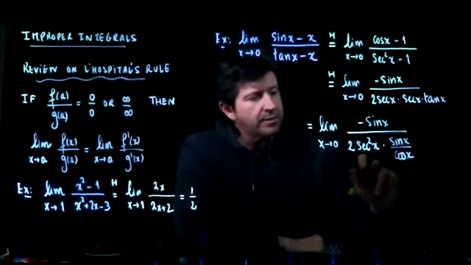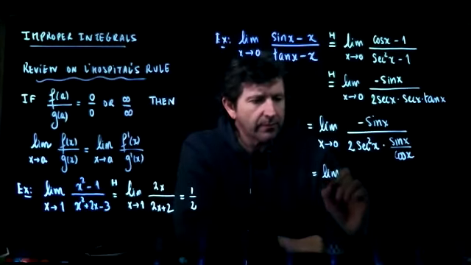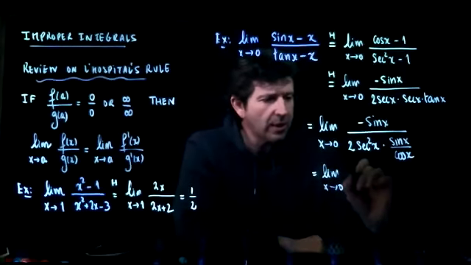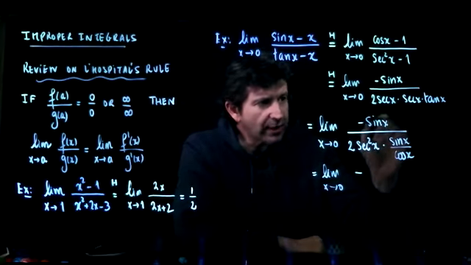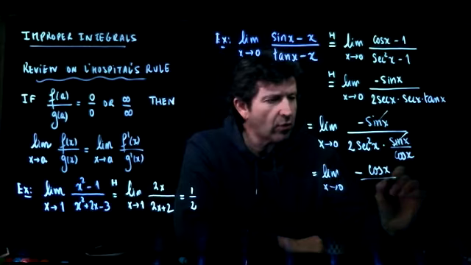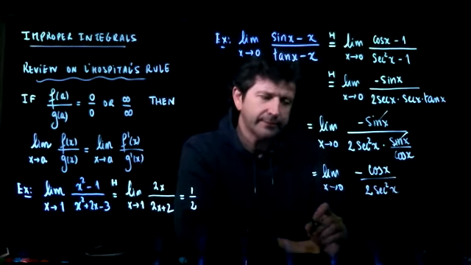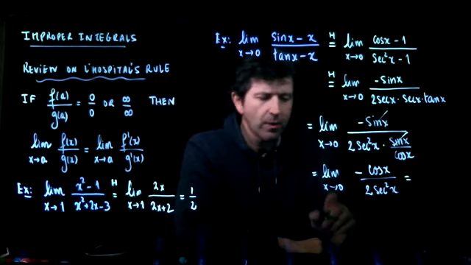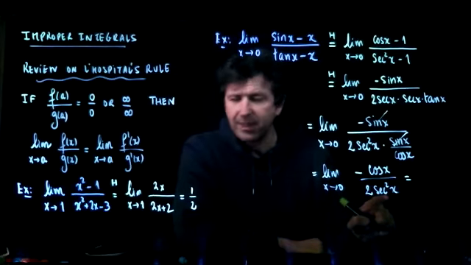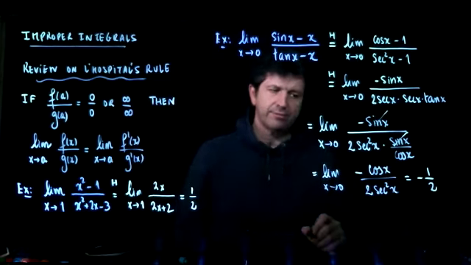Okay, and I could do the limit as x approaches 0, so the cosine I'm going to send upstairs, and the sines will cancel. I will have negative cos x over 2 times secant squared x. And then if I plug in 0, cos of 0 is 1, secant of 0 is 1, and so my answer is negative 1/2.